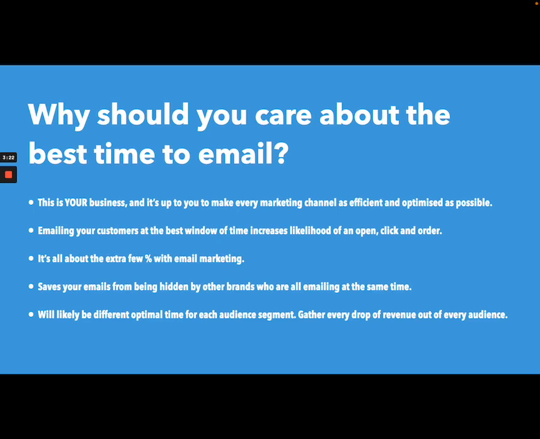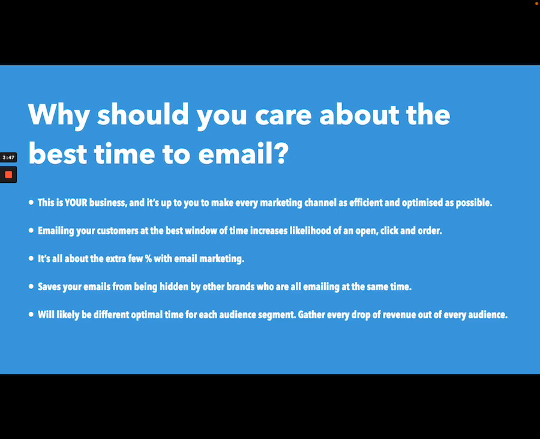It also saves your emails from being hidden by other brands who are emailing all at the same time. So, if you're in the US, a lot of brands probably think there's a certain best time to send. Maybe it's 8 p.m., right? Or 7 p.m. or something, where they think everyone's finished work and whatnot. But maybe that isn't the case. Maybe with your niche, it's different. And it's best not to assume. It's best just to test these things.